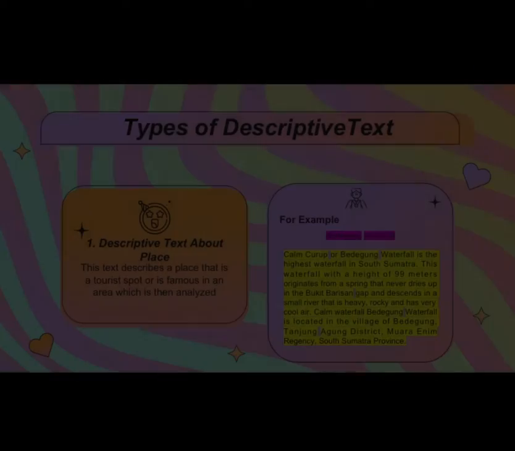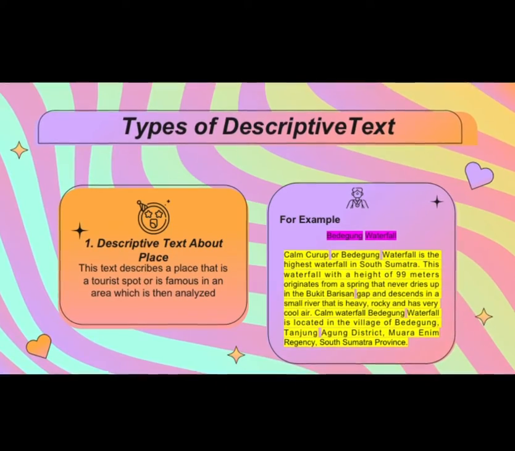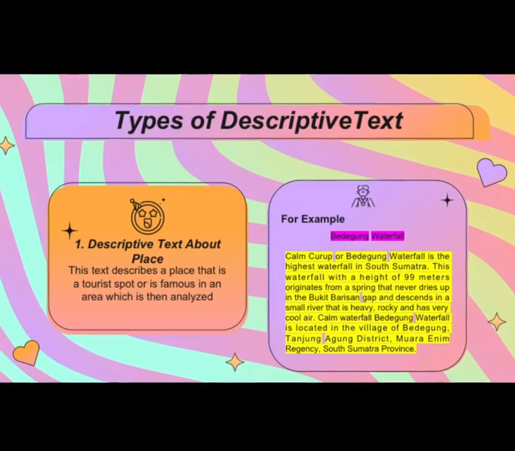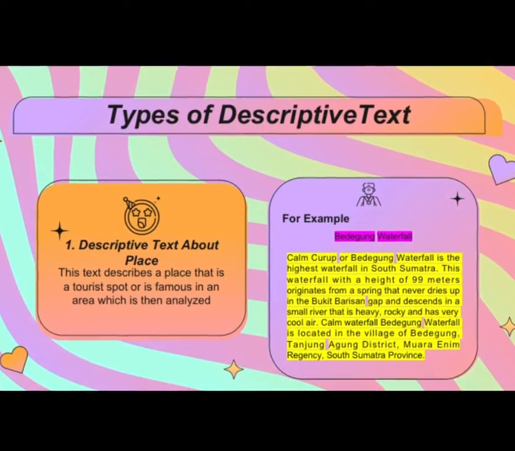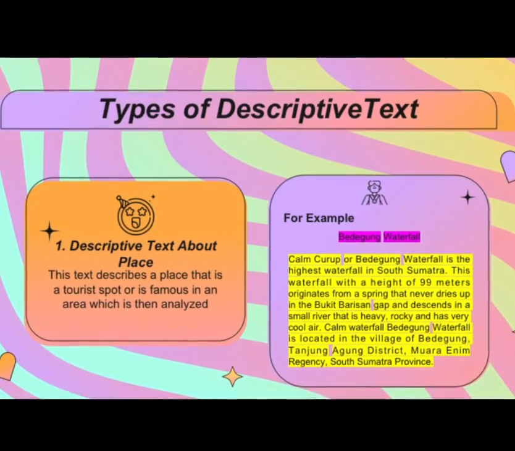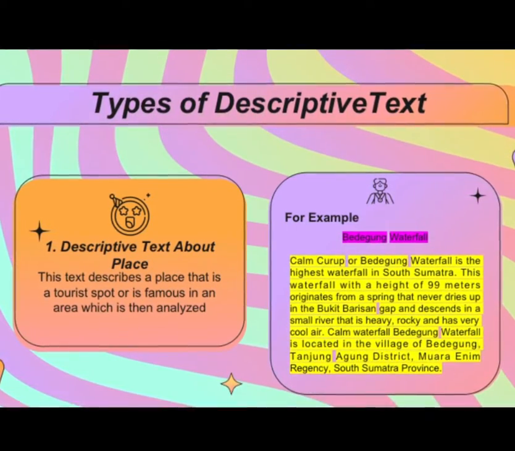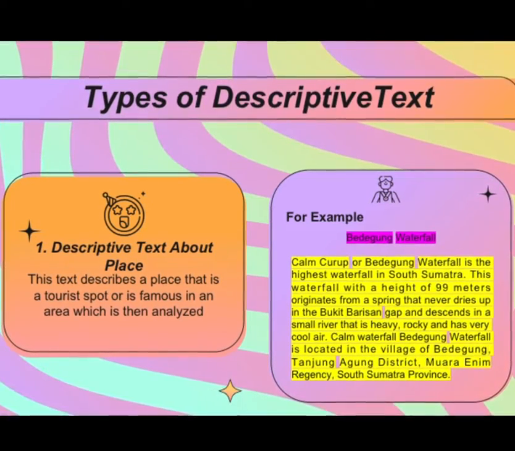We move to the last material, which is about types of descriptive text. The first type is descriptive text about a place. This text describes a place that is a tourist spot or is famous in an area, which is then analyzed. For example, what is famous about the place, what is the mascot of the place that can become famous, in which city or area is the place, and so forth.